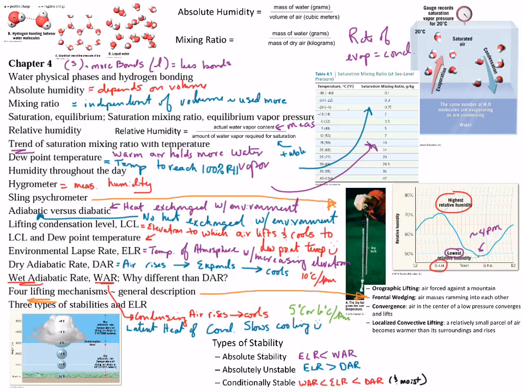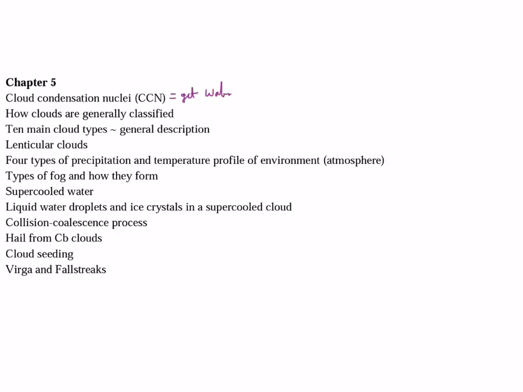Okay, on to chapter 5. Looks like this. So we have another 3-letter acronym. CCN stands for Cloud Condensation Nuclei. And this is where usually a little piece of dirt in the atmosphere is the first thing to go ahead and get water to begin condensing.